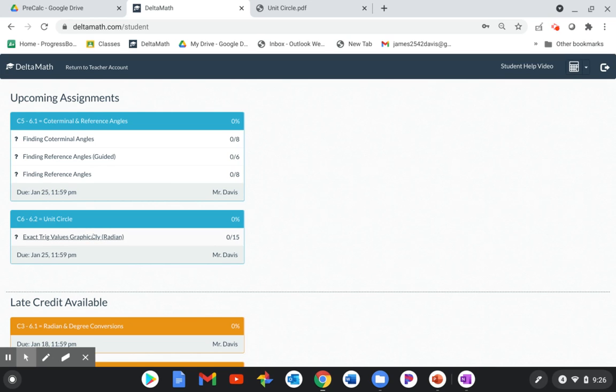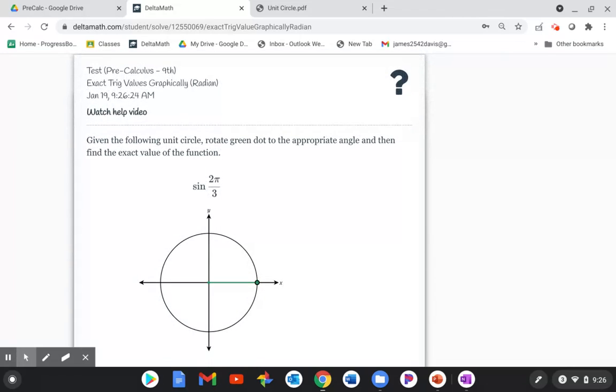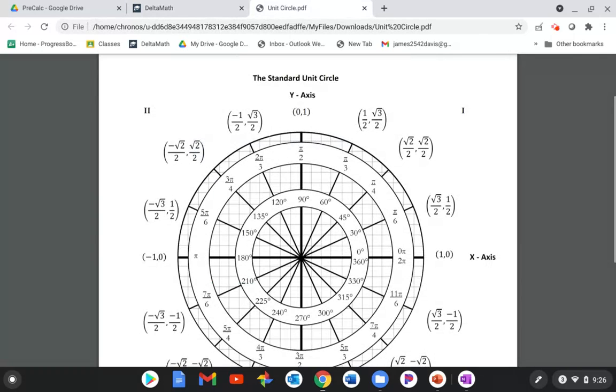So this is the second part of the unit circle explanation, and in this part we're going to go over how you'll complete the DeltaMath assignment. So you are given the unit circle, which I uploaded onto Google Classroom. It should look like this, the one that you have.